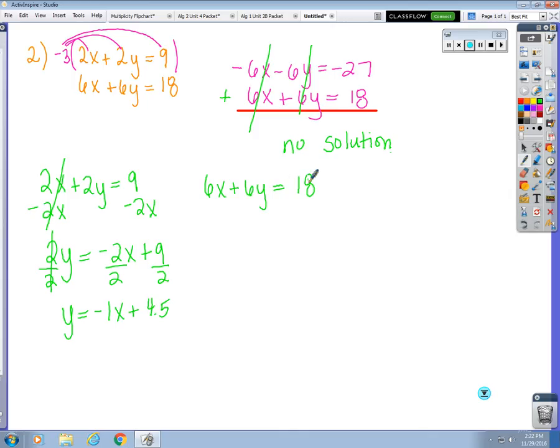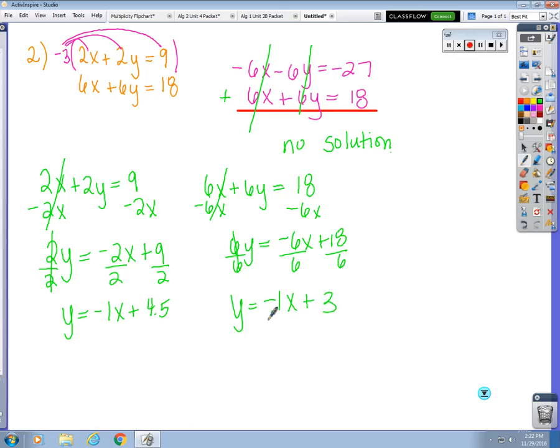I'm going to do the same for this one. There's my mx, so I've got to subtract it to the side it belongs on. Now I have 6y equals 18 minus 6x, or couldn't I just rewrite that? The commutative property says I can flip-flop the order and it's the same thing. Now I divide by 6, and so y equals negative 1x plus 3.